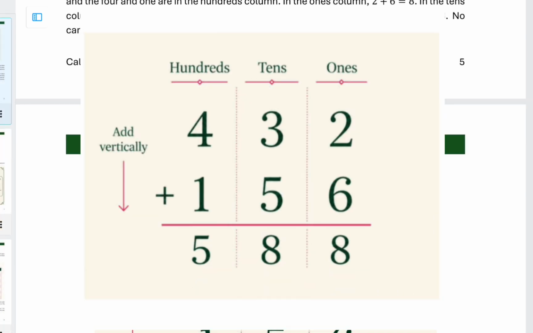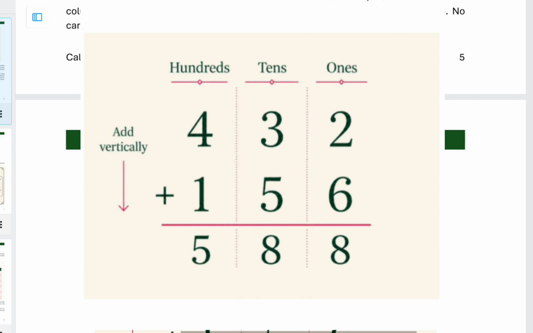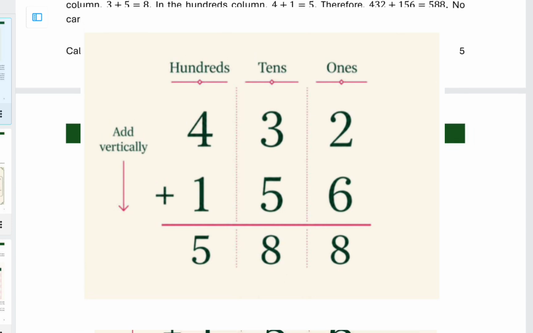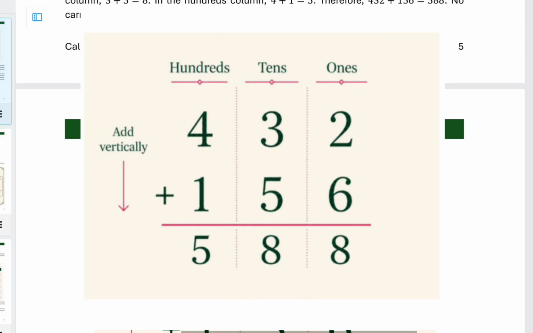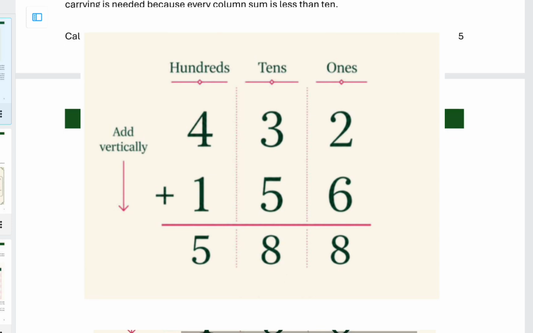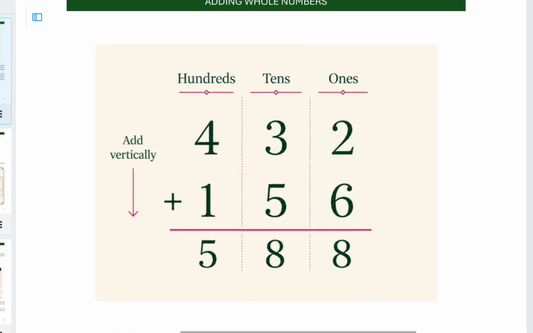In the ones columns, 2 plus 6 equals 8. In the tens columns, 3 plus 5 equals 8. In the hundreds columns, 4 plus 1 equals 5. Therefore, 432 plus 156 is equal to 588. No carrying is needed because every column sum is less than 10.